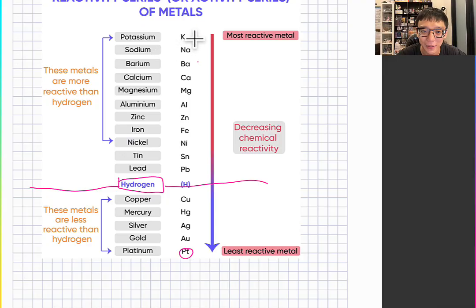This part, until barium or even, no, I think until sodium, can react with water easily. They can react quite violently. For the next part, they can react with water, but you need really hot water, like steam.